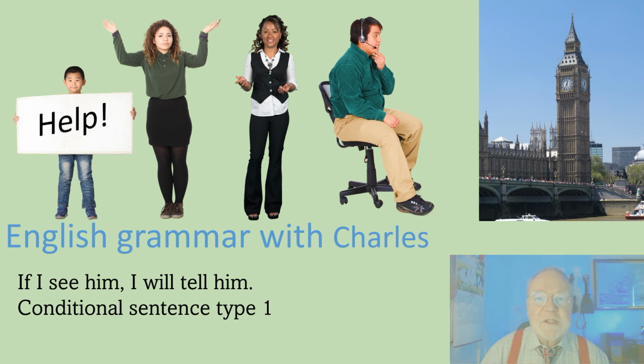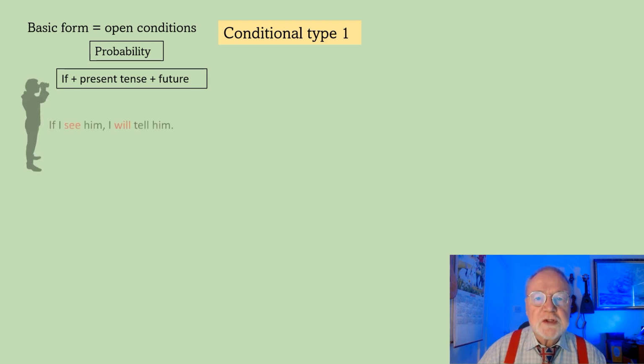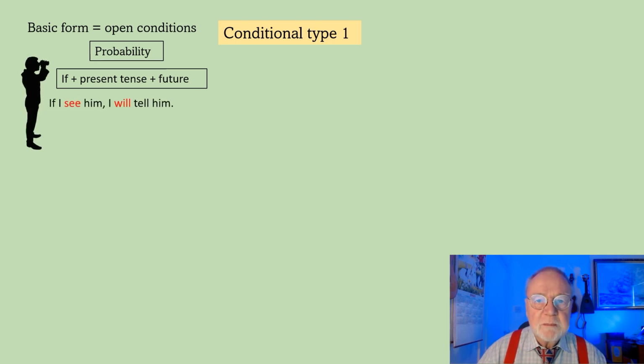So, let's get started. The first conditional allows us to talk about open conditions. In other words, things which may or may not happen, which we could call probability. Look at this really good example. You use if plus the present tense plus the future. If I see him, I will tell him. So it's possible I won't see him. And if you learn that particular structure of this exact sentence, if I see him, I will tell him, it's a very good example to help you remember how the first conditional works.